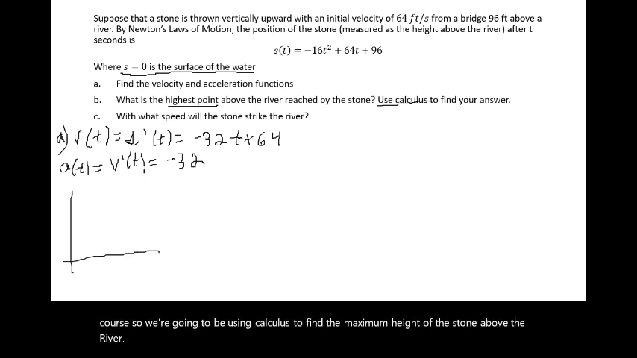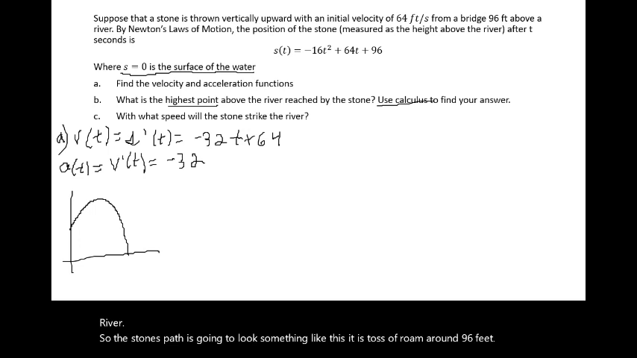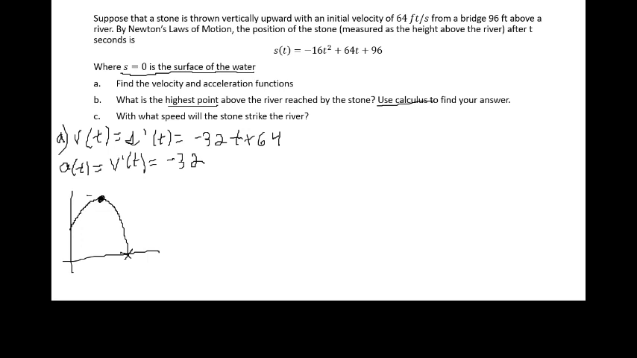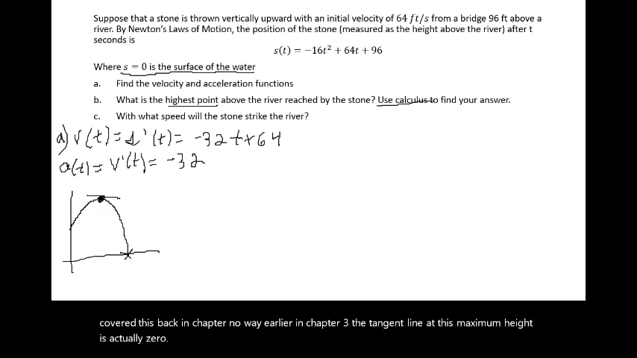So the stone's path is going to look something like this. It is tossed around 96 feet. It goes upward, has a maximum height, and then it curves back down, and then it hits the water at some point. Now this maximum right here, the maximum height of the stone, if you think in terms of tangent lines, what is the slope of the tangent line at this maximum? Well, we covered this way earlier in chapter 3. The tangent line at this maximum height is actually 0. Because the slope of the tangent line is 0, that means that the derivative is equal to 0.